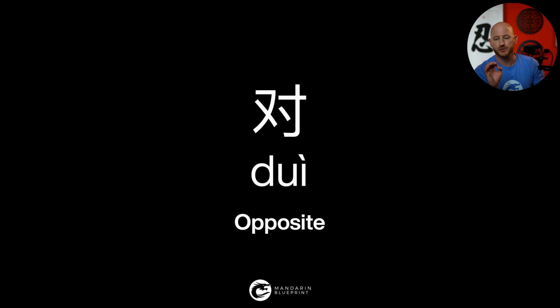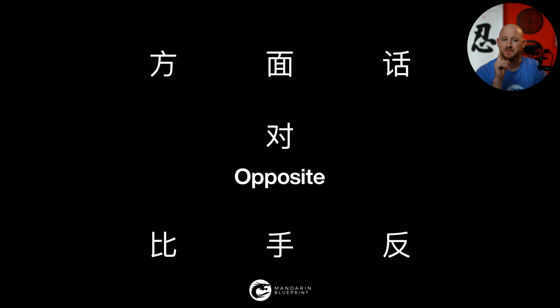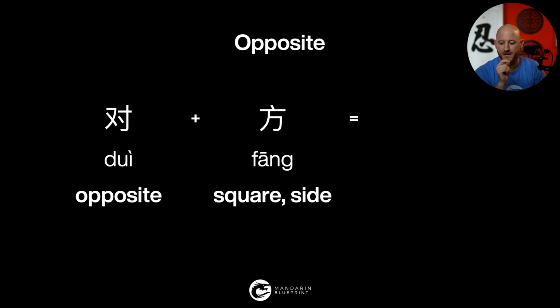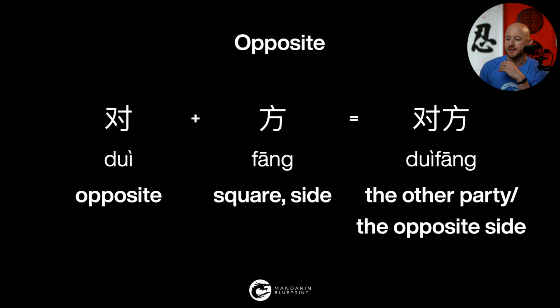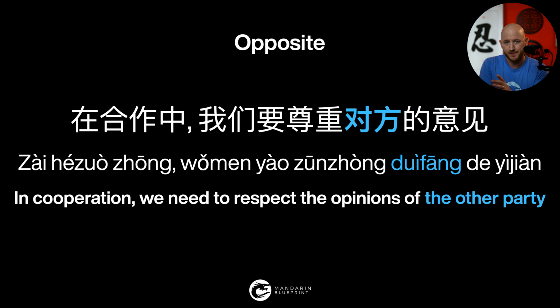And 对 tends to get used a lot in this type of context. Maybe they're your opponent in ping pong, right? It's like there's lots of different things there. So how about these words? 对方, the opposite square or the opposite side. Well, this is the other party. This is how you tend to talk about the other party in a conversation, the other party in a cooperation, in a negotiation, this type of thing. It's a little bit more formal, but on the other hand, you're going to be in formal situations. Like I said, for example, 在合作中，我们要尊重对方的意见. In cooperation, we need to respect the opinions of the other party.